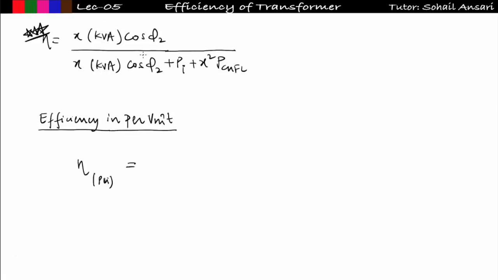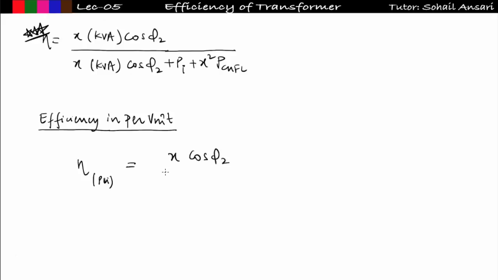Per unit is nothing but the representation of any value with respect to its base value, right? Suppose here x into kVA into cos phi is given. This is the output power. So we can represent output power in per unit, that is we divide by the rating of transformer, that will give me the per unit value. So divide numerator and denominator by the rating of transformer, you will get the per unit formula of efficiency. Okay, so divide by kVA, numerator and denominator both, you will get x times cos phi 2.